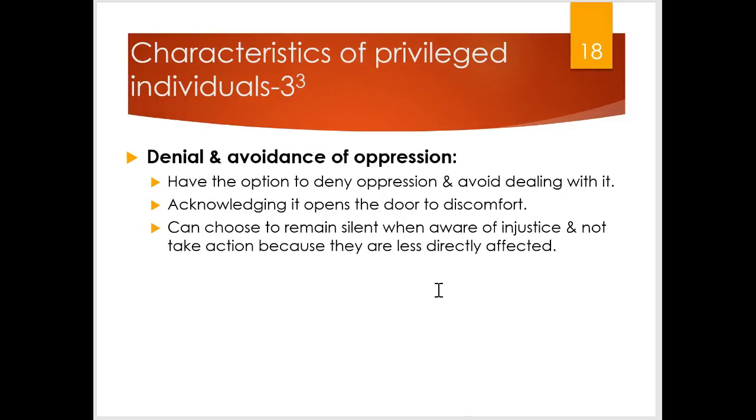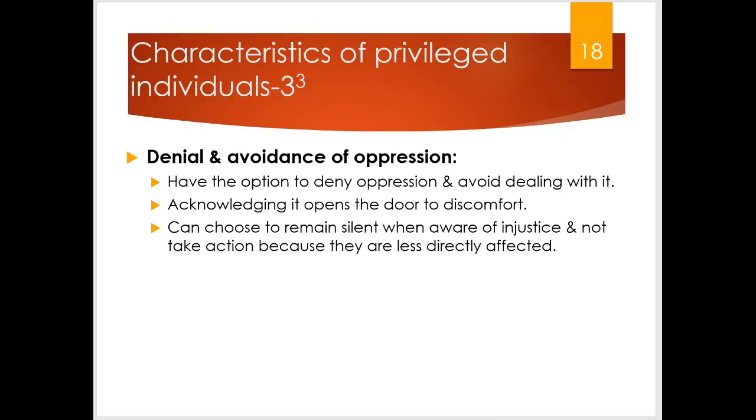Okay, so again, continuing to move on, another characteristic of privileged individuals is that people with privilege often want to deny and avoid the oppression that they may have participated in. This is in part because when you acknowledge this, you have to acknowledge the discomfort that you experience. And for a lot of us, it's simply easier to remain silent when we're aware of injustice and not take action. Because it's easy to say, hey, I'm not impacted by this. This doesn't affect me, therefore I'm just going to keep my mouth shut. One of the definitions of allies is that an ally is a person who is a member of the privileged group and actually chooses to take action to help those that do not share their privilege.